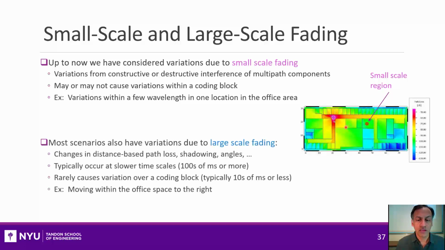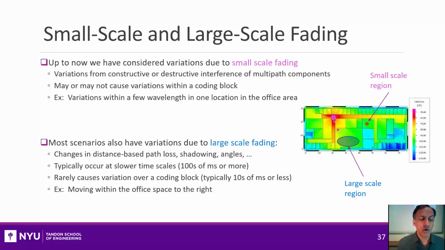But of course, in an area like an office like this, you would also experience what you could call large-scale fading. These would be variations to all sorts of other parameters, like the distance you are from this access point, or shadowing, say, from the walls, or angles of arrival relative to the directivity of your antenna, and so on.